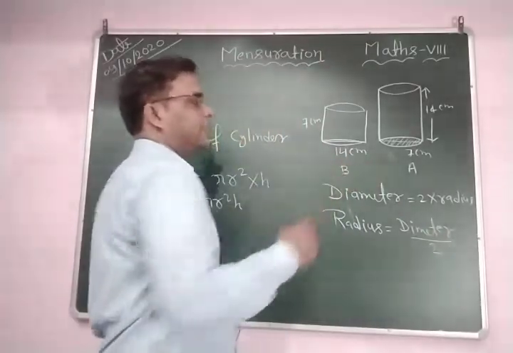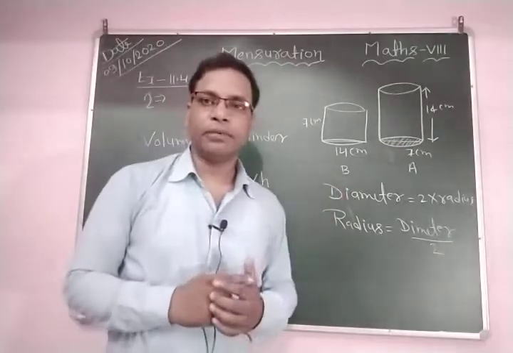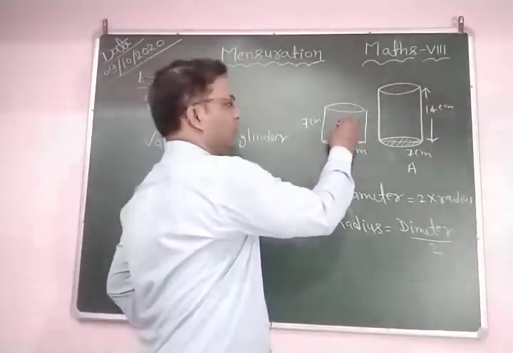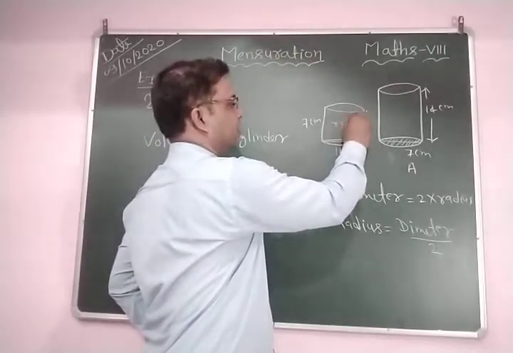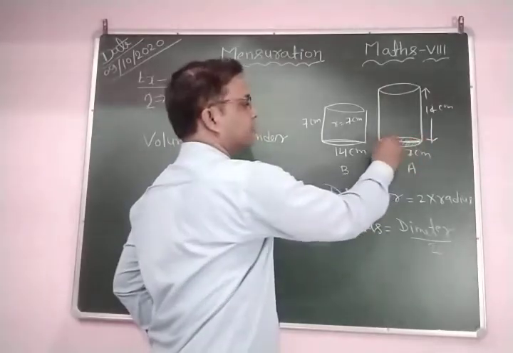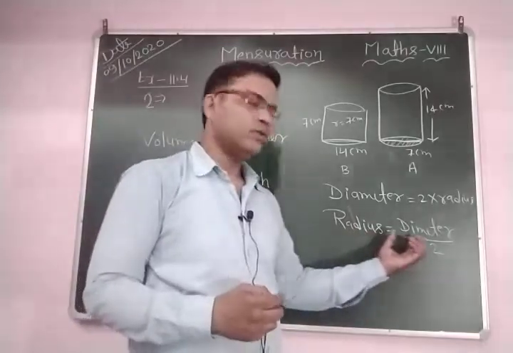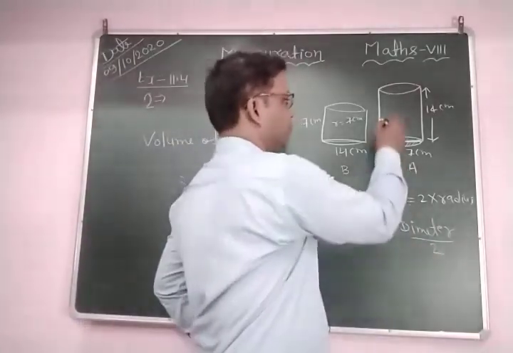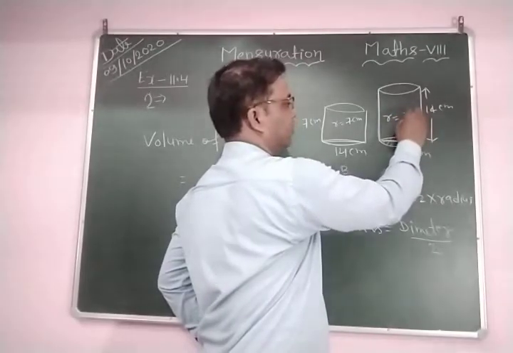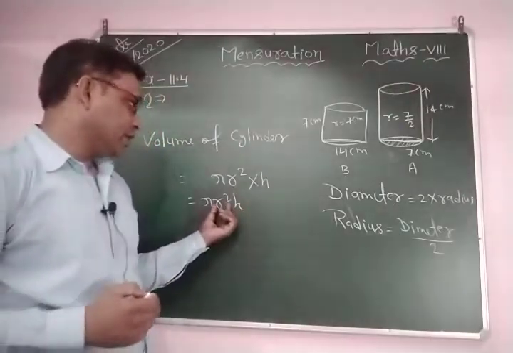See, in cylinder B, the diameter is given as 14 centimeter, so the radius is 7 centimeter. But in cylinder A, the diameter is 7 centimeter. So what is the radius? Radius is equal to diameter by 2. So you can write here, radius is equal to 7 by 2 centimeter. Clear?